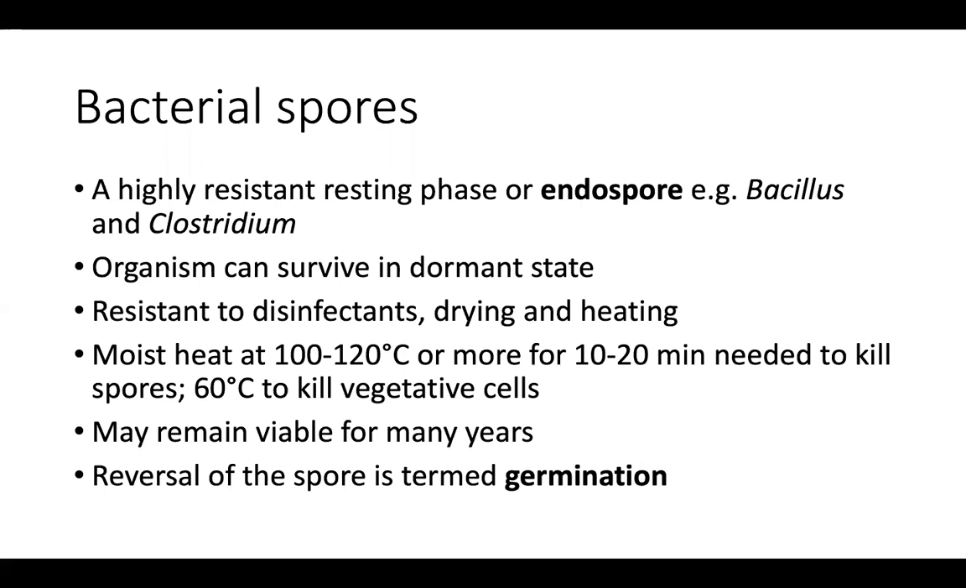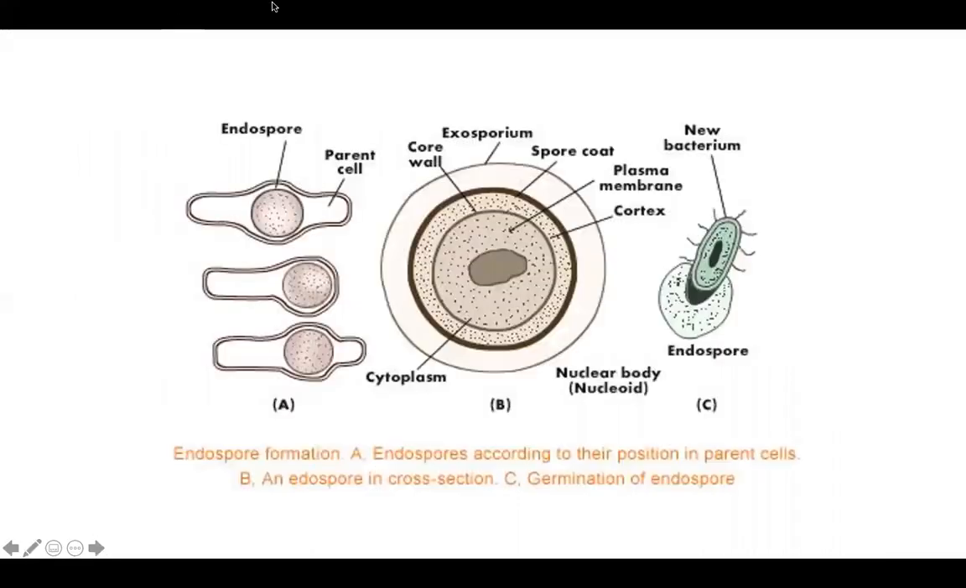Now the spores can remain in that state and remain viable for many years in the environment. And the process of reversal from the endospore to the vegetative cell, we refer to as germination. So this diagram shows a cross-section of the endospore in the middle. To the right, you have germination. To the left, you have the different arrangements of endospores in different cells.